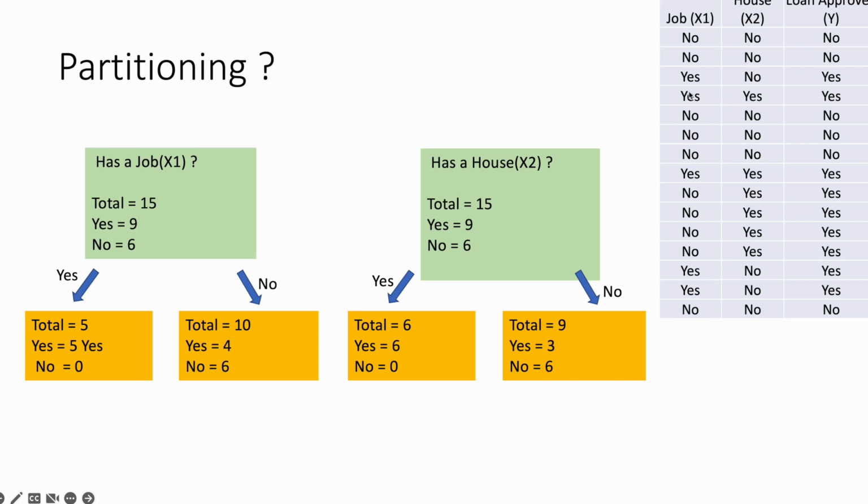Yes, yes, yes, yes, yes. Apparently everybody who has a job gets the loan approved, right? So my yeses are 5, my no's are 0.